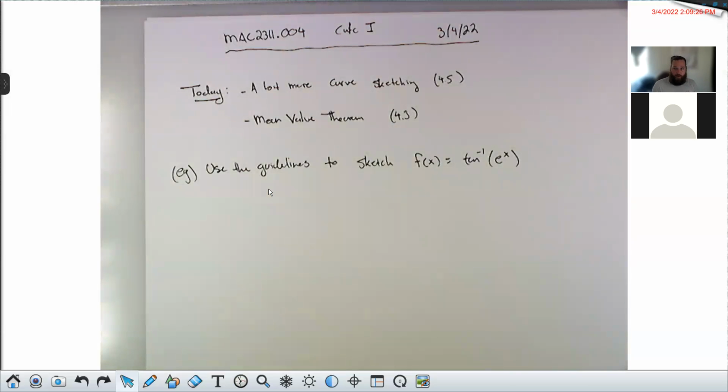So remember the game here, we need to figure out where this thing is positive, negative, 0. We need to find out where the derivative is positive, negative, 0. Where the second derivative is positive, negative, 0. And we also want to identify any special symmetries or things like that.